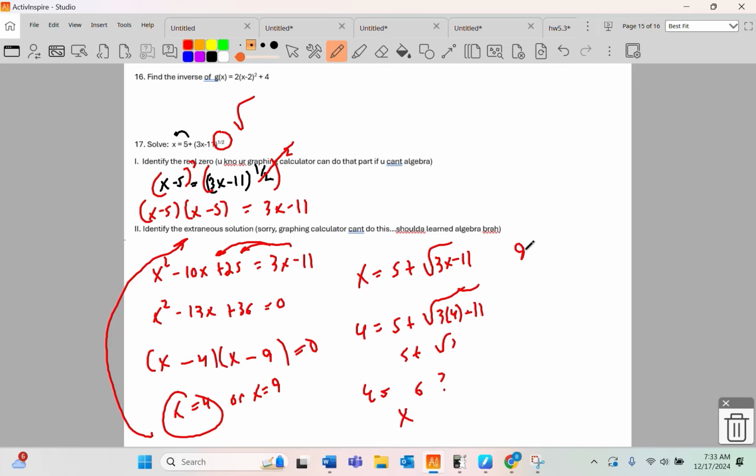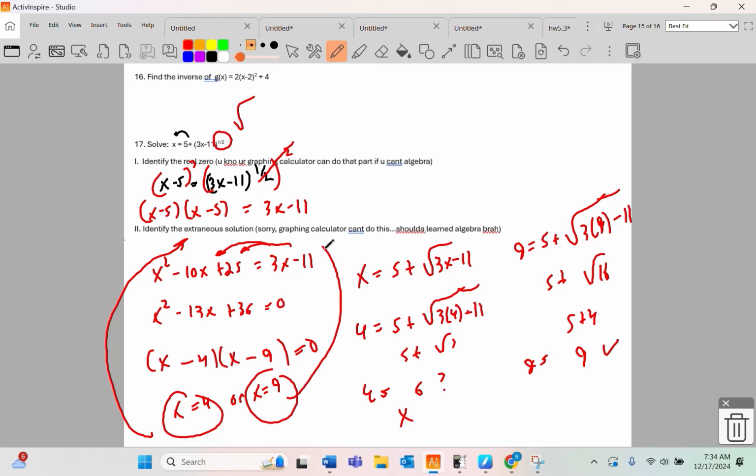Plug in the 9. 9 equals 5 plus square root of 3 times 9 minus 11. Seems like 3 times 9 is 27. 27 minus 11 is 16. 5 plus root 16 is 9. So 9 equals 9. True. 9 is real.